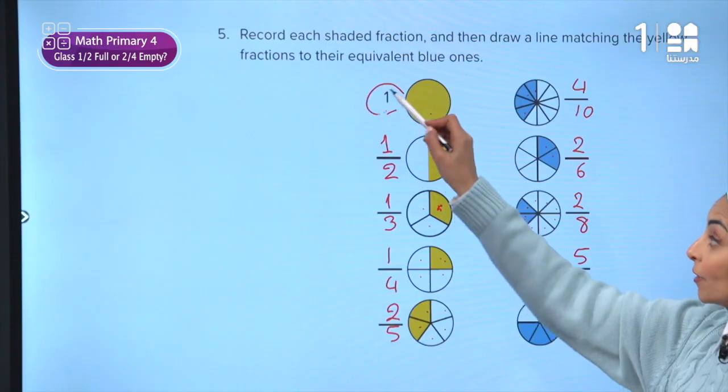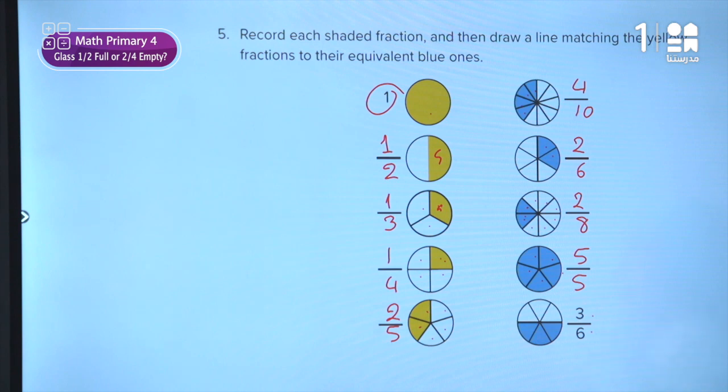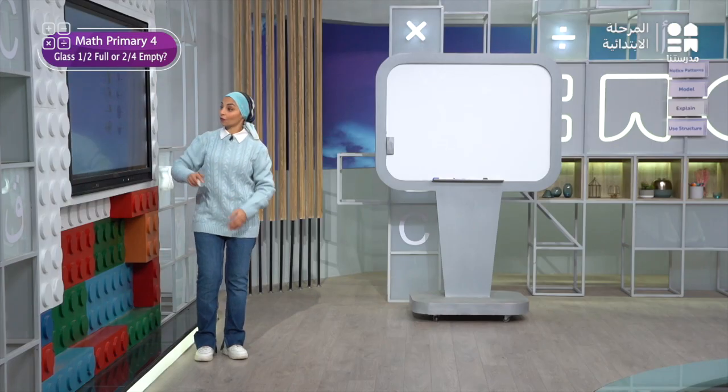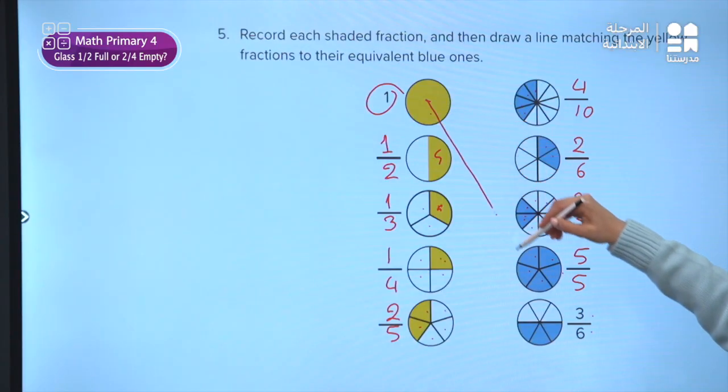Why? As you know, the basic condition is that the numerator should be equal to the denominator. Didn't we agree that the fraction of 1 has the numerator the same as the denominator? So which one is equivalent to the one? Of course, 5 over 5 is equivalent to the whole one.